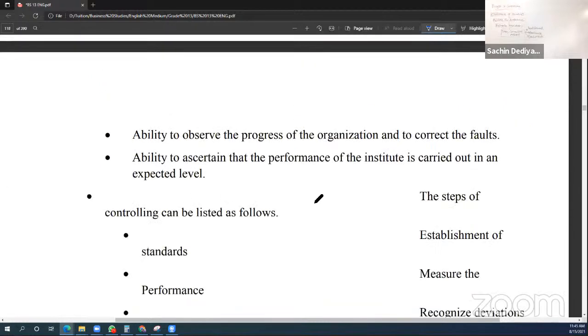And again, the ability to observe the progress of the organization and correct the faults. You can see the progress: you initially planned 5,000 units, but at the end of the month you made only 3,500, which is a huge gap. If there are faults, you will correct them. And the ability to carry out the performance of the institute at an expected level. So always make sure that you achieve the expected level.